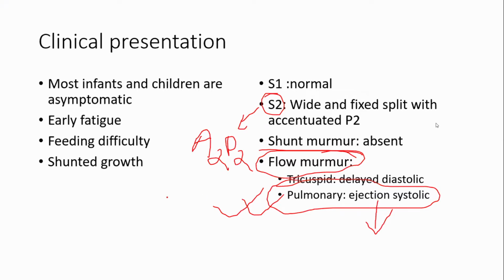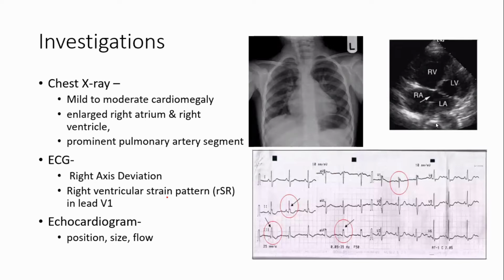Clear? Yes, ma'am. Okay. Now, what investigations do we do? Again, we will be talking about three investigations: chest X-ray, ECG, and echocardiography. So what happens in chest X-ray? There is a little bit of cardiomegaly. Okay, the heart will be enlarged. Which part will be enlarged? Most commonly, the right side of the heart will be enlarged. How do you know the right ventricle is enlarged? This we will be talking about in X-rays later on.